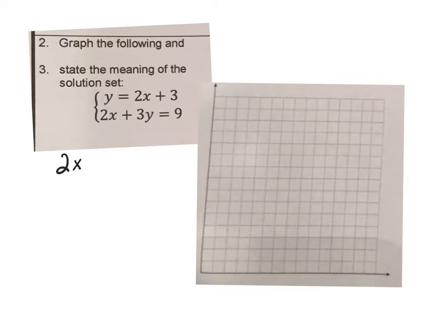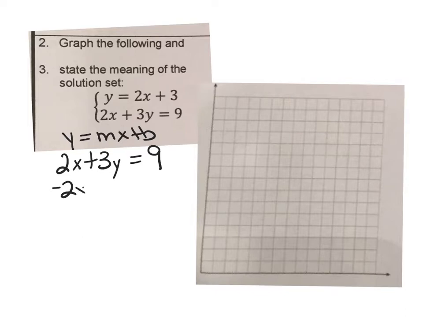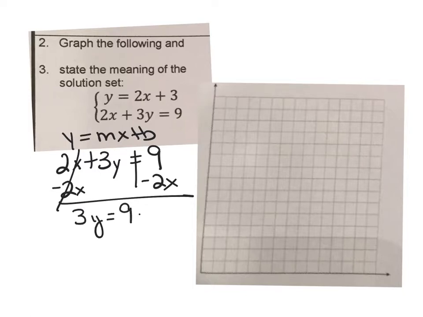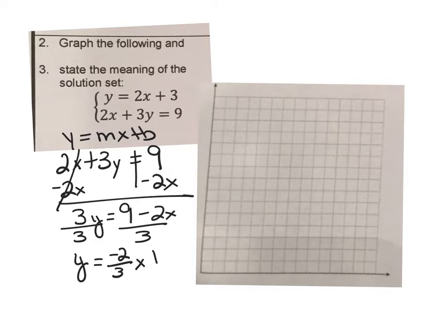So we are going to need to change the 2x plus 3y equals 9 into y equals mx plus b. So our first step is going to be to remove the 2x from both sides. These will cancel. You'll be left with 3y equals 9 minus 2x. I'm going to flip that on the next thing. And then if you divide by 3 and divide this entire side by 3, you have y equals negative 2/3 x plus 3. And now it's in y equals mx plus b form.